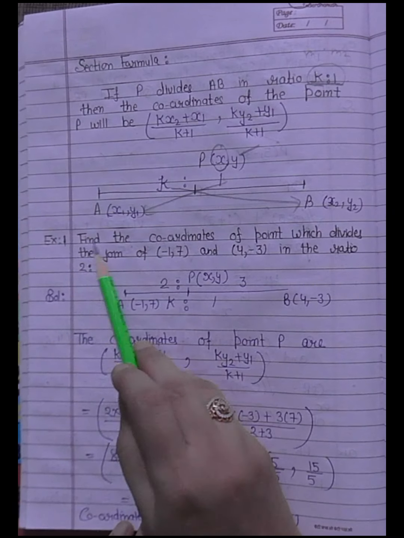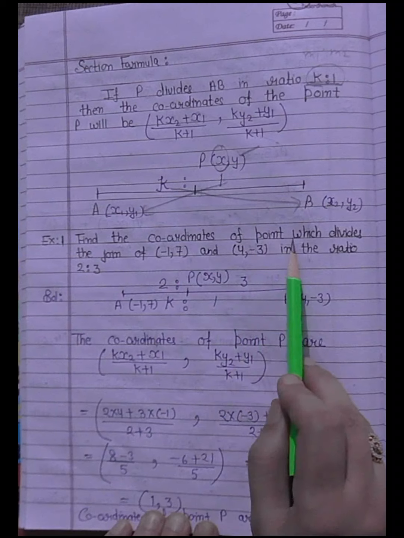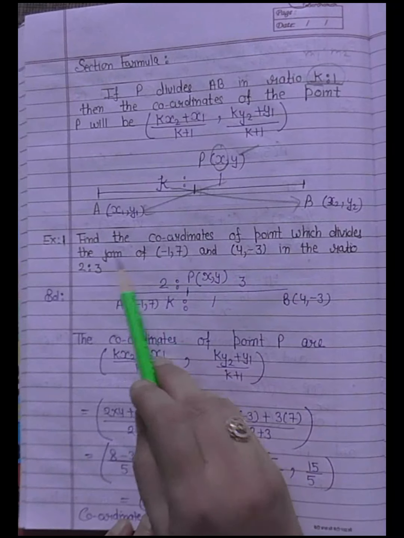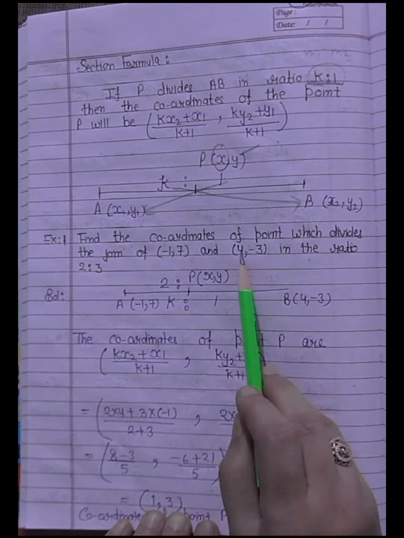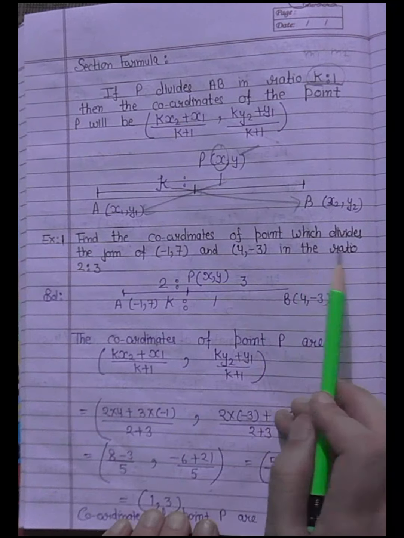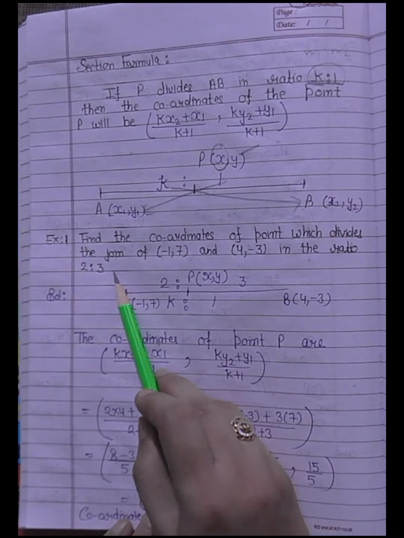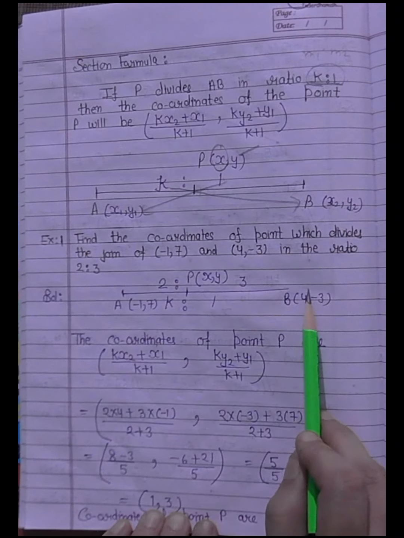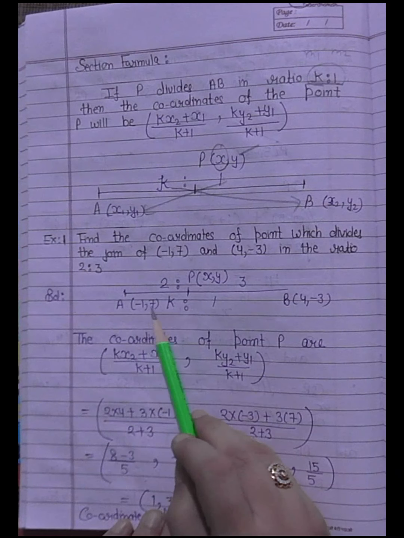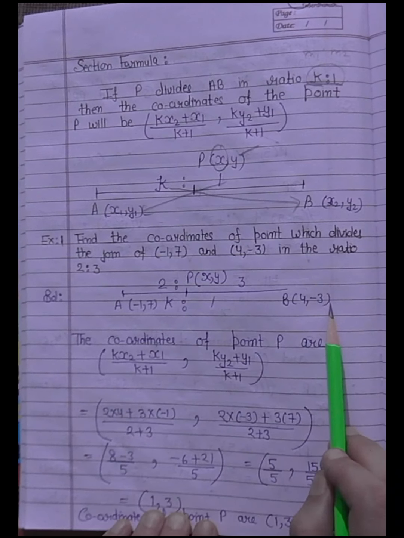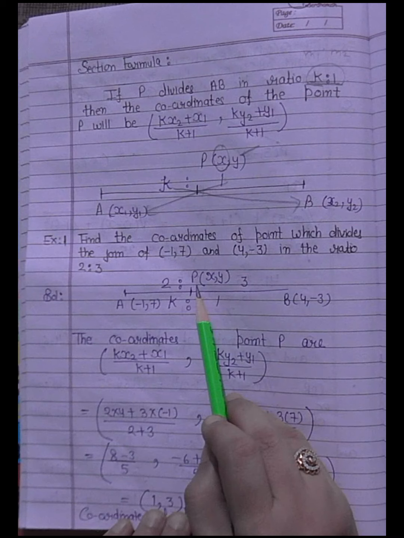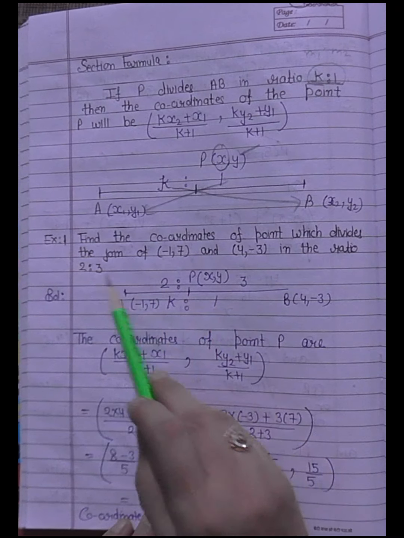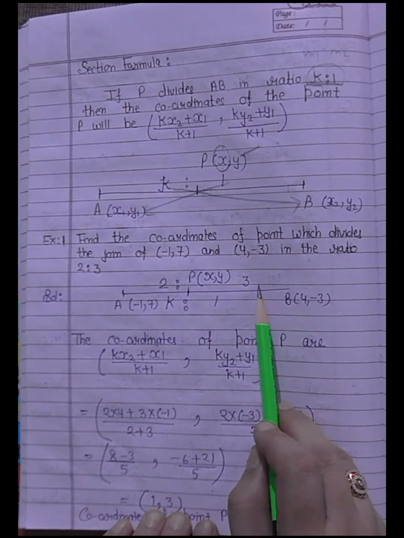Now one example: find the coordinates of the point which divides the join of (minus 1, 7) and (4, minus 3) in the ratio 2 ratio 3. Here the line segment is AB with the coordinates (minus 1, 7) and (4, minus 3), and this is the point P which is dividing it in the ratio 2 ratio 3.